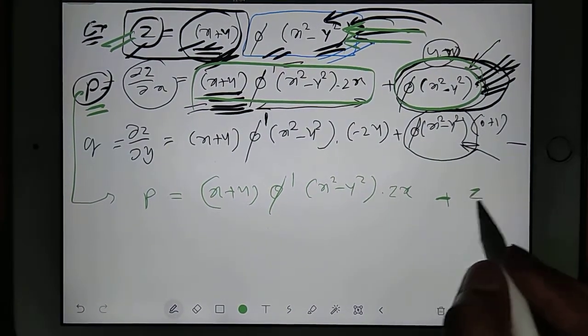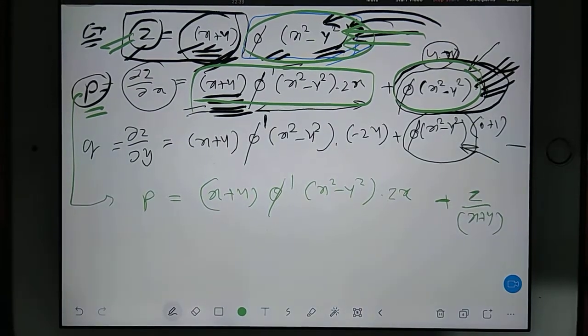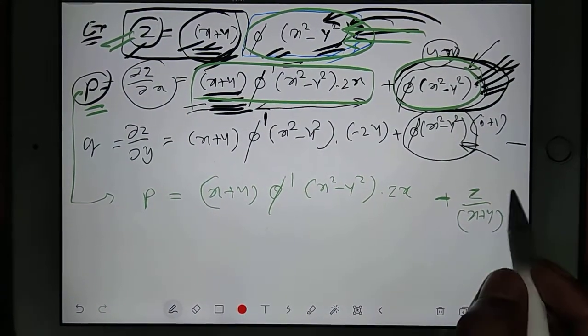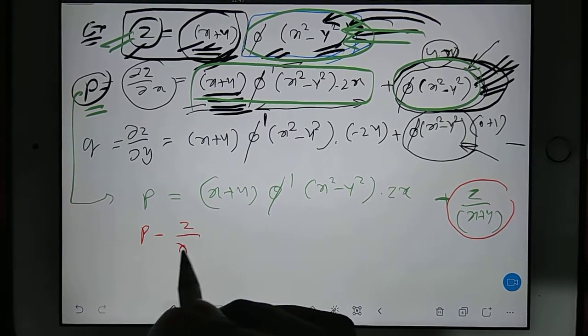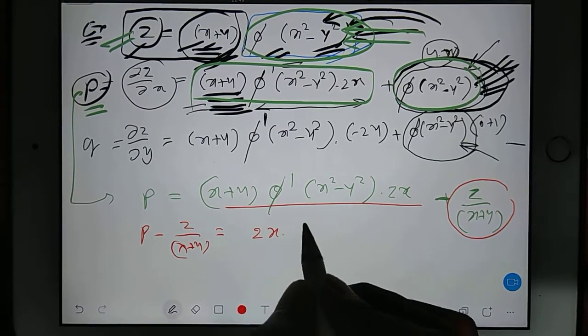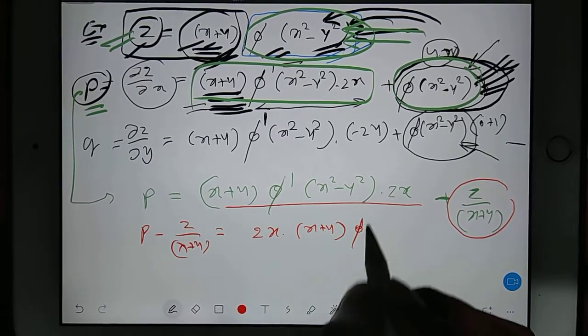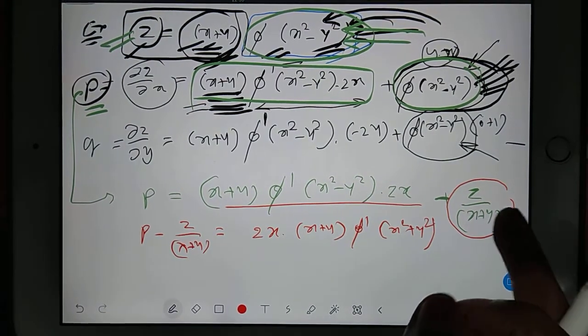I am writing it as z by x plus y. I am finding out the value of phi. So this part I can write on the left side, and it will look like p minus z by x plus y, and you rearrange this properly in this order: 2x times (x plus y) phi dash of (x square plus y square). Okay, we got our first equation.